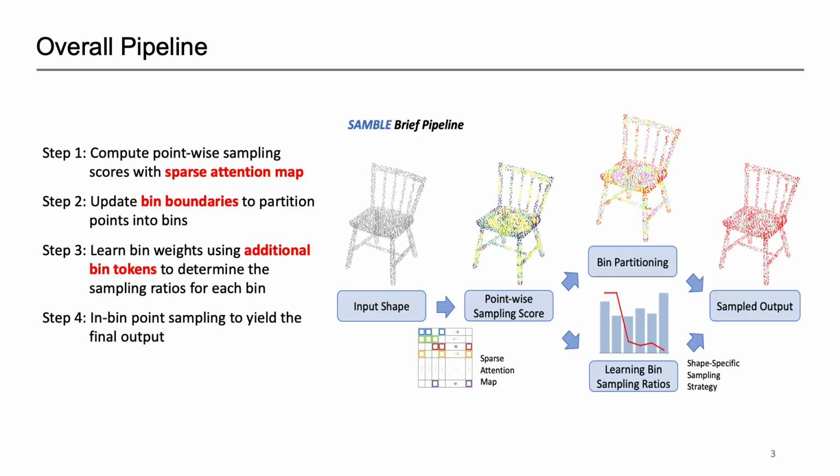The overall pipeline of SAMBLE is as follows. First, a sparse attention map is constructed and point-wise sampling scores are computed. Based on the point scores, bin boundaries are learned to partition points into bins. Afterwards, importance weights are learned for each bin using additional bin tokens to determine the bin sampling ratios. Finally, in-bin sampling is performed to yield the final output.